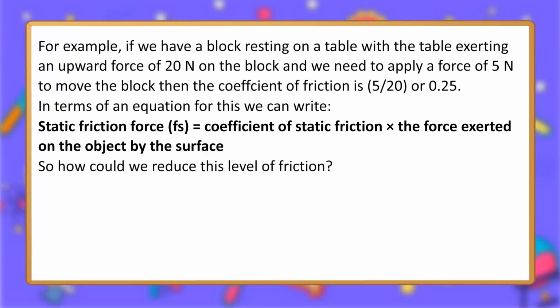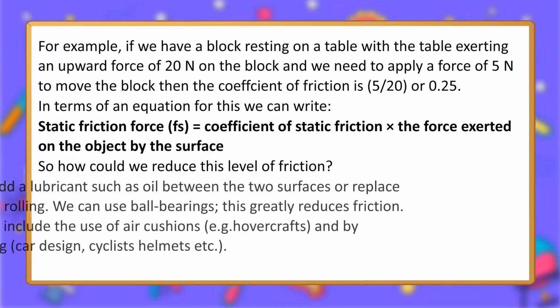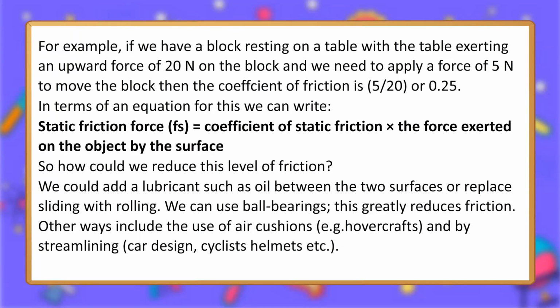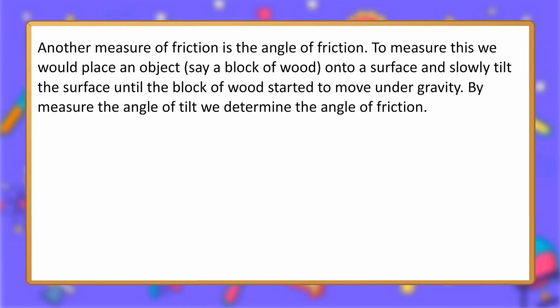So how could we reduce this level of friction? We could add a lubricant such as oil between the two surfaces or replace sliding with rolling. We can use ball bearings. This greatly reduces friction. Other ways include the use of air cushions, for example hovercrafts, and by streamlining car design, cyclists' helmets, etc.